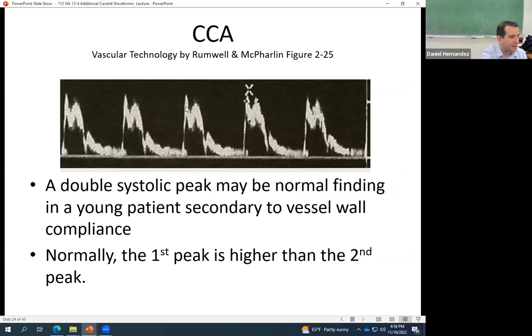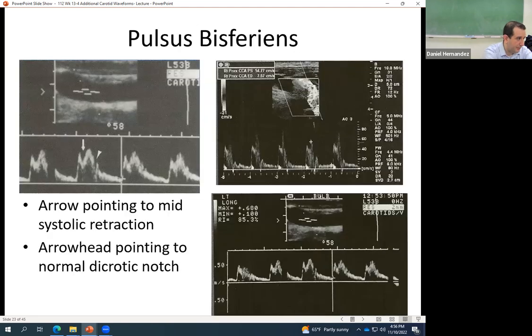So this is okay. This is a normal double peak because that first peak is higher than that second peak. First peak higher, so this is okay. This is normal for a patient's CCA and could be seen in a lot of patients. This is abnormal.